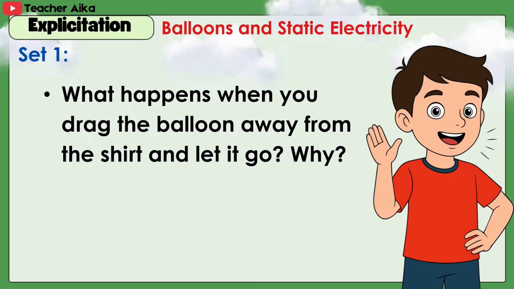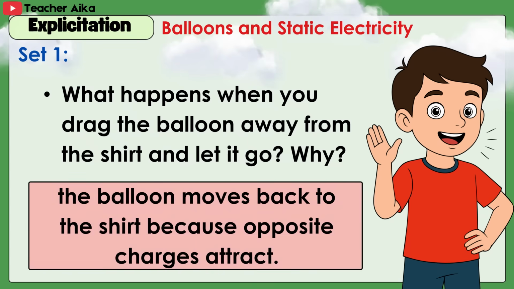What happens when you drag the balloon away from the shirt and let it go? Why? Answer: the balloon moves back to the shirt because opposite charges attract.